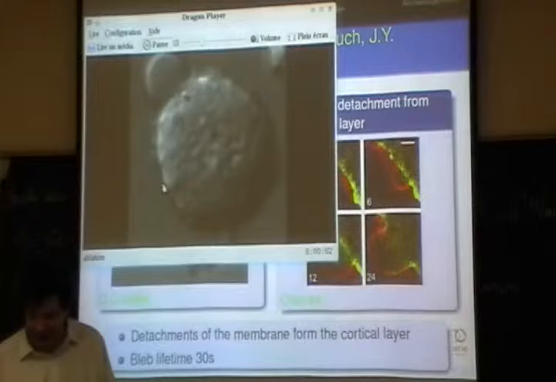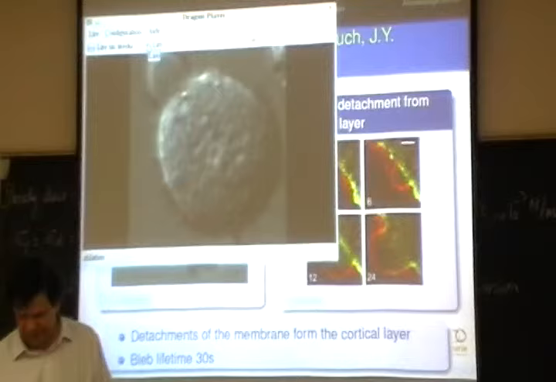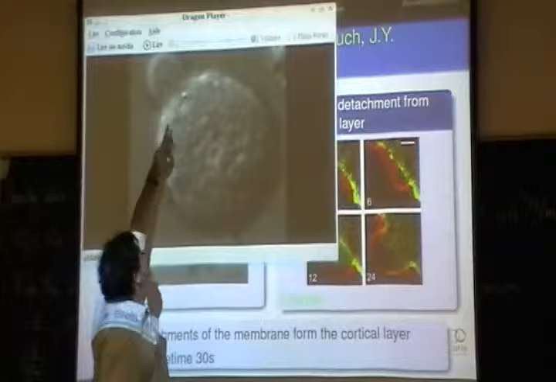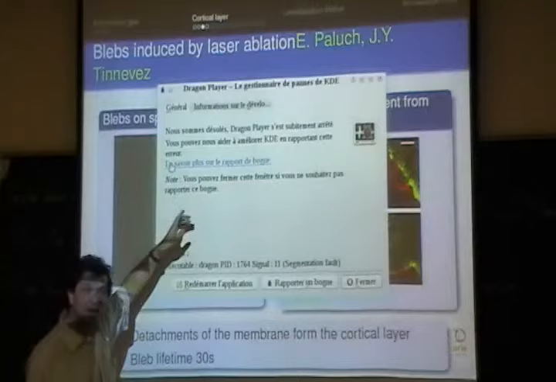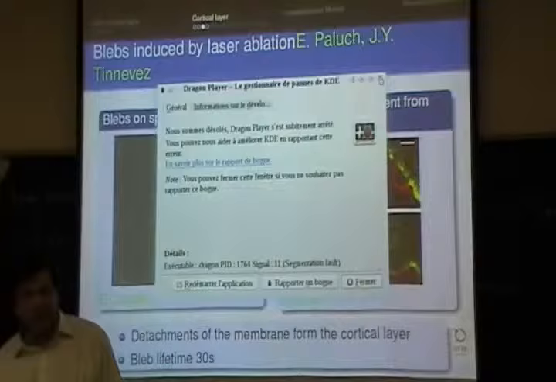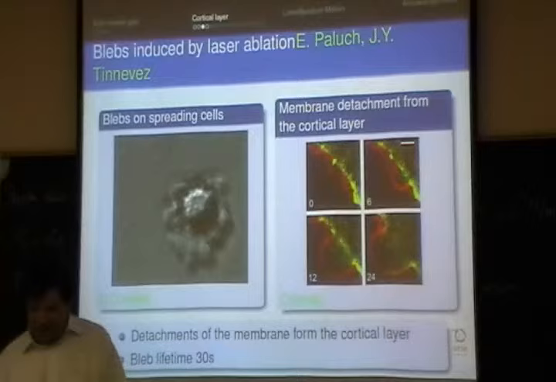Let me show it again. Anyway, what happened here is that at this place here, they shone a laser, and when they shine the laser, the cortex is destroyed, and then the bleb forms at the place where you shine the laser. That's very nice because it allows you to make quantitative experiments where you know time zero. So that's the second thing that we study.